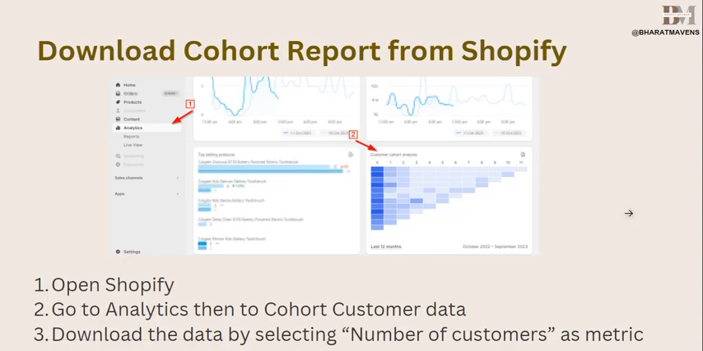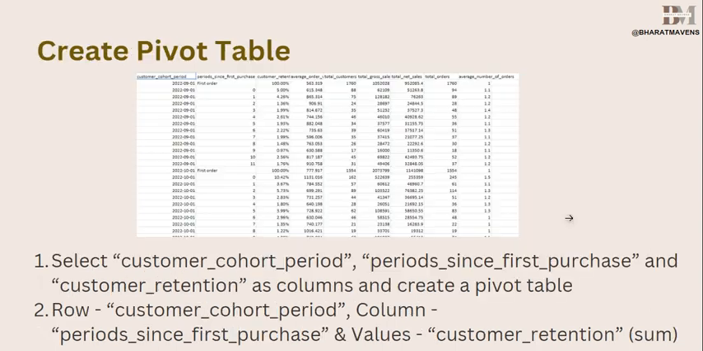First, download the cohort report from your Shopify. It is available in your analytics, and if you go to the right, it's in customer cohort analysis. Then download the data and select number of customers as a metric. So you can select multiple metrics. It's number of customers or average order value and various other things, even percentage of return rate. So you need to first select number of customers and download that sheet.